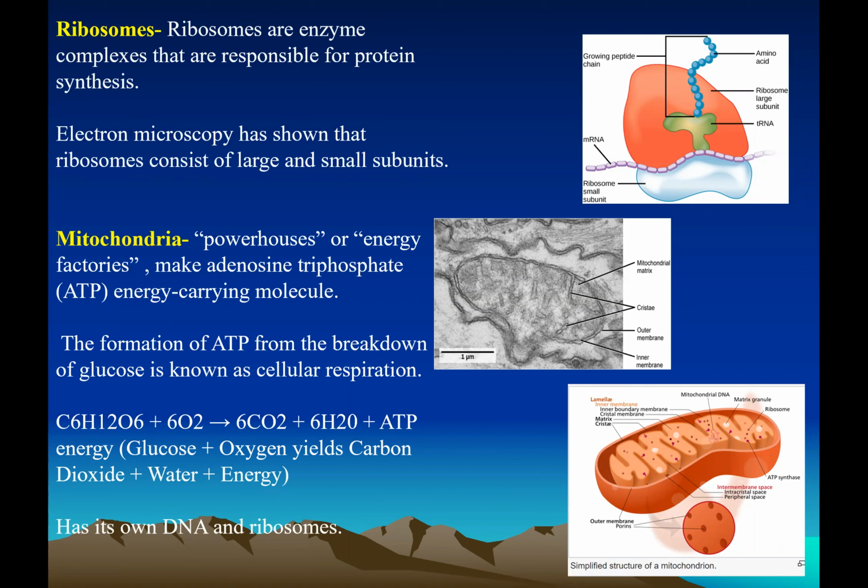So this is where cellular respiration happens. So what is cellular respiration? So here's the equation for it. Sugar molecule in the presence of oxygen is broken down to carbon dioxide, water, and energy, ATP energy. And energy is required for a cell to be alive. No ATP, no life.